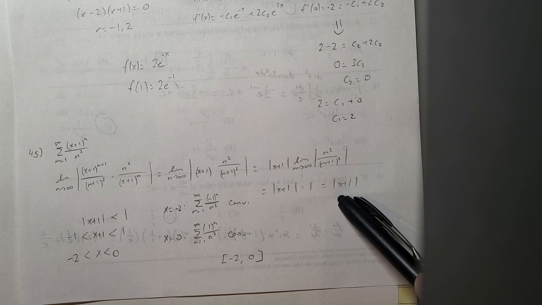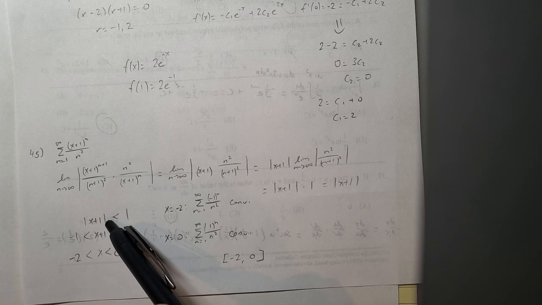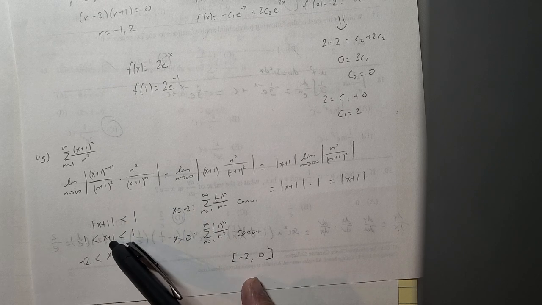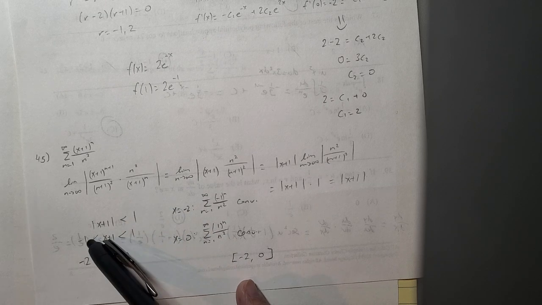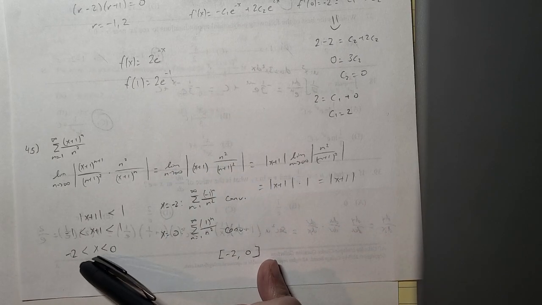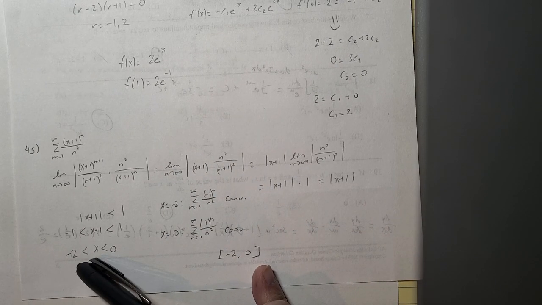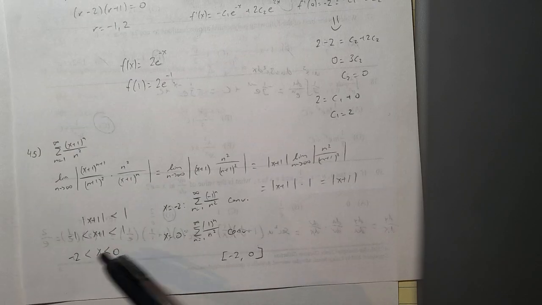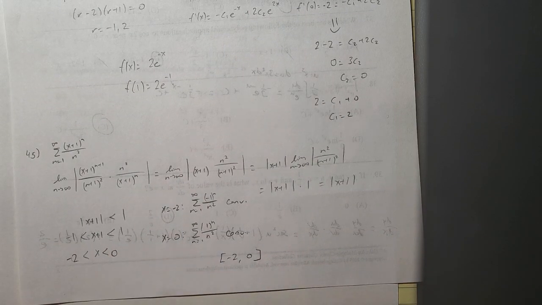Okay? The ratio test says that this has to be less than 1 in order for it to converge. So let's solve this inequality. X plus 1 has to be less than 1, but also greater than negative 1. Remember, that's how we solve absolute values. So x has to be greater than negative 2, but less than 0. But remember, the ratio test is inconclusive when it's equal to 1, which is at these two endpoints, so we have to check the endpoints.